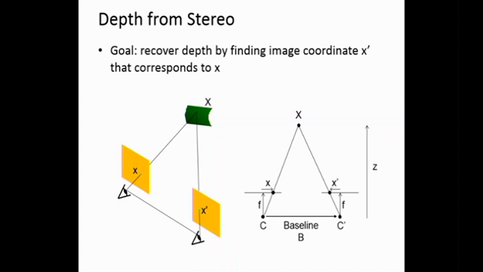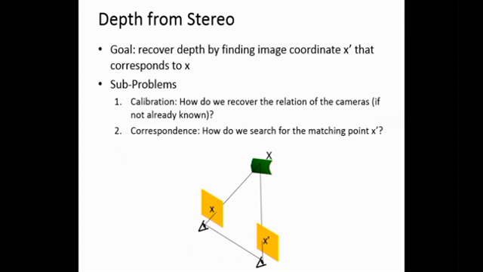In order to do stereo, we have to recover the camera positions and then find corresponding points, and then we can compute the depth of those points. So we have to deal with the calibration, which is recovering the relation of the cameras. And sometimes you might have a stereo pair where you already are given that because the cameras are fixed relative to each other. But other times you need to solve for it. And we need to solve for the correspondence, which is finding the matching point.